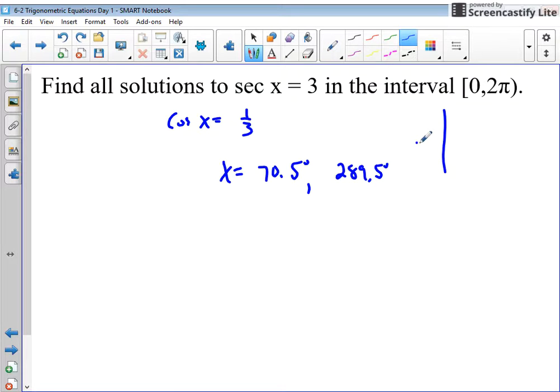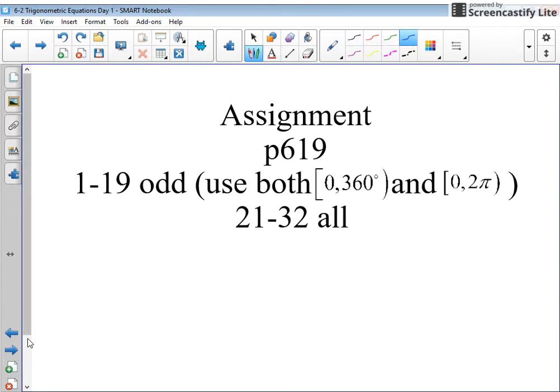Again, the reason for that is cosine's positive here in the first quadrant. It's also positive in the fourth quadrant. So this is the angle I need. The 70.5 was simply a reference angle there. Okay, and that's going to be your homework assignment.